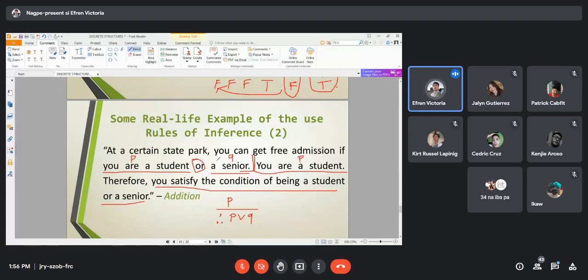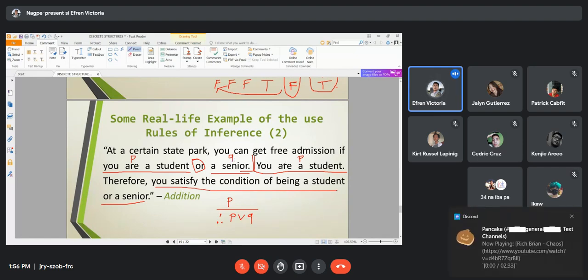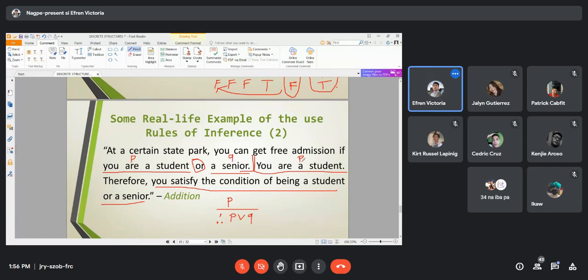Okay, so tingnan natin. So ito yung P, you are a student. Q, you are a senior. So P, you are a student. So ito yung premise natin. Therefore, you satisfy the condition of being a student or a senior. So which is true kasi based dun sa premise natin, you are a student. So you satisfy one of the condition na you are a student. So ito yung sa addition.